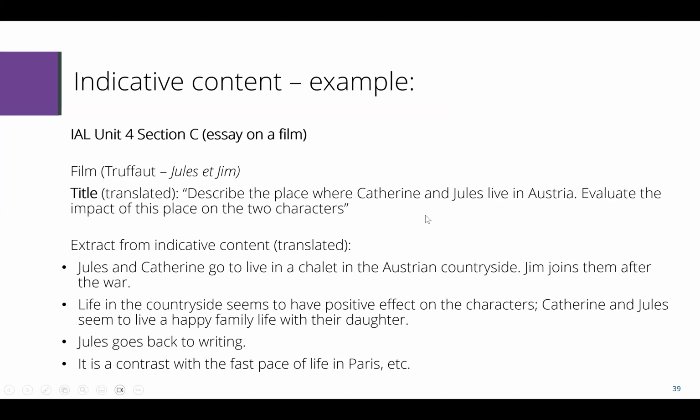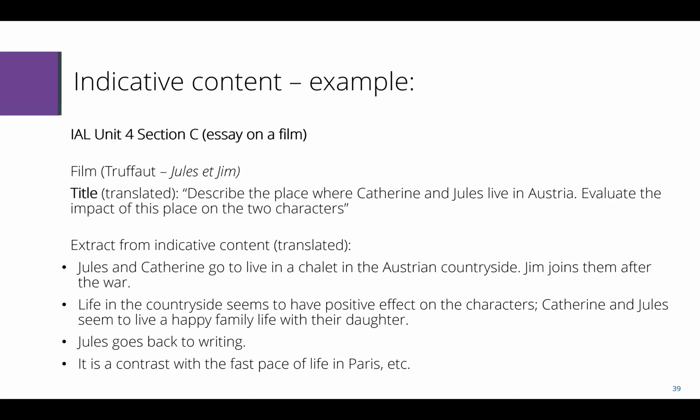Okay. Now, the other thing then that there is for Unit 4, as with Unit 1, is an indicative content. And this is an example which has been transcribed in English, but it's from a French one. And you can see, we mentioned this before, about describe the places where Catherine and Jules live in Austria. So that's your sort of factual bit, if you want. And then it says evaluate the impact of this place on the two characters. So that's the content, and then you've got the more critical analysis.